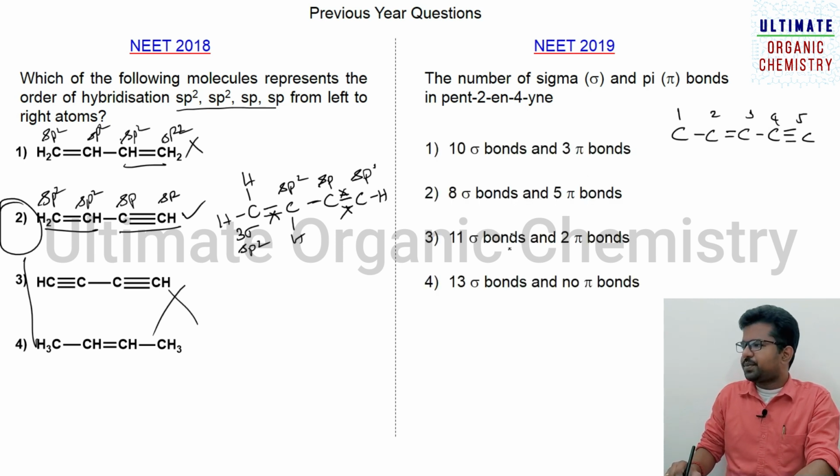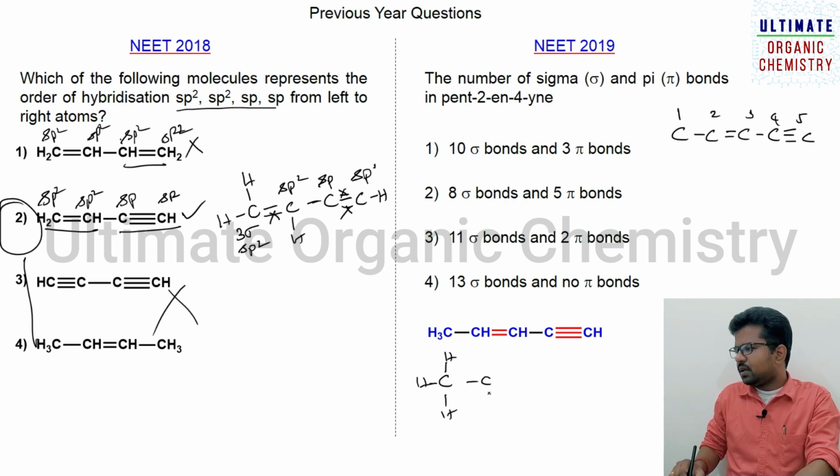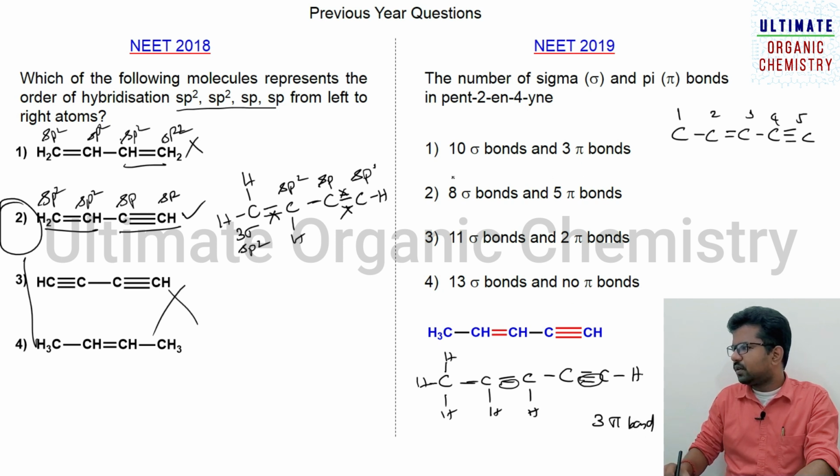There are 4 options given, and if you write the structure properly, this is the correct structure. So you need to expand this molecule. Hydrogen atom, double bond, C, hydrogen atom, single bond, C, triple bond, C, hydrogen atom. If you check the pi bonds, here 1 pi bond, and here 2 pi bonds, so overall 3 pi bonds. Checking with the options, the answer is option A.